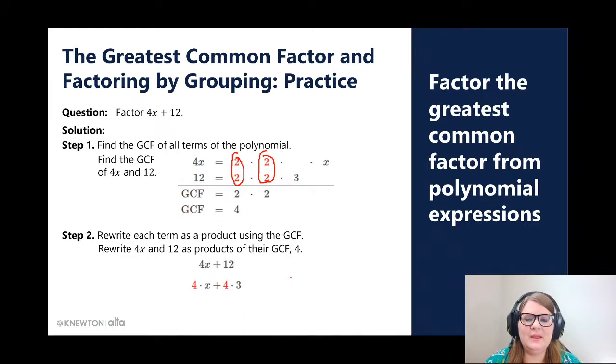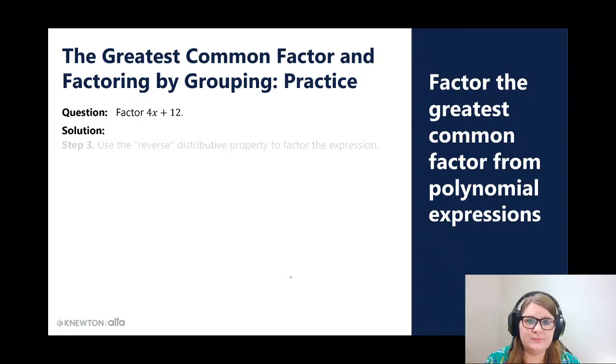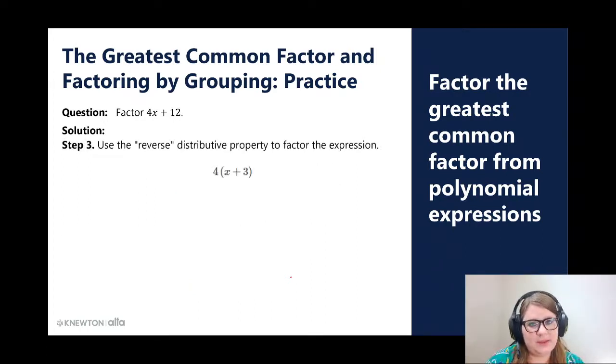Now, when I pull 4 out of both terms, what will be left? This is called the reverse distribution property. So you'll notice when I took a 4 out of 4x and a 4 out of 4 times 3, I was left with x and 3.